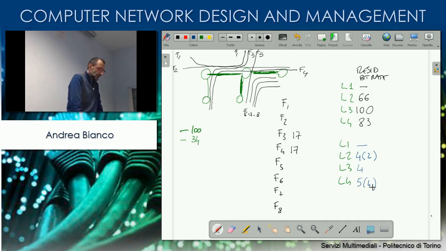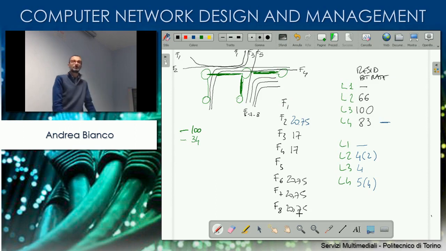Correct? So which is the link which is going to saturate first in this scenario? Link 4, exactly. Link 4 is going to saturate to which bit rate? 20.75, if I'm not wrong, correct? So we assign on link 4, which is now saturating, 20.75 to flow 2, and 6 is 20.75, 7 is 20.75, 8 is 20.75, correct?